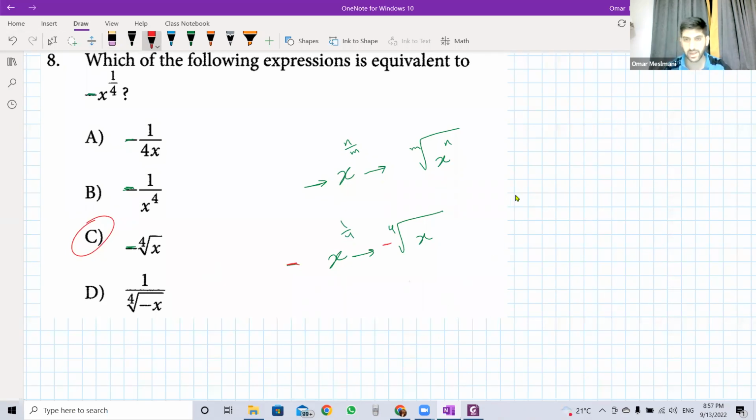So, Mr. Bara asked me, what if I have a negative power? Can you x power negative 1/4? What should I do? Who knows?